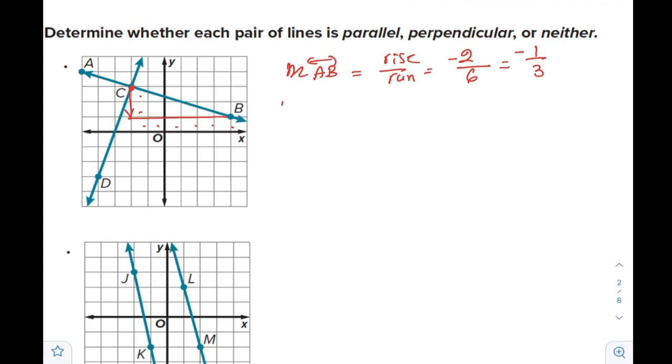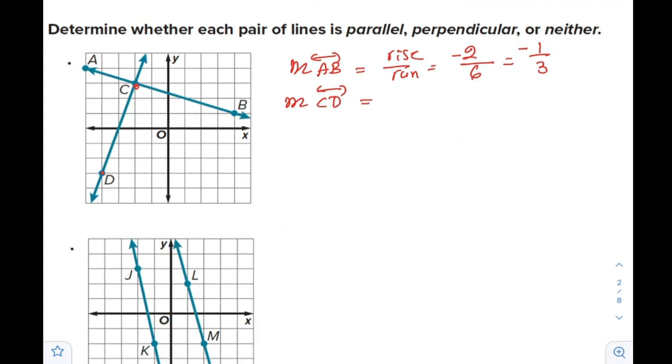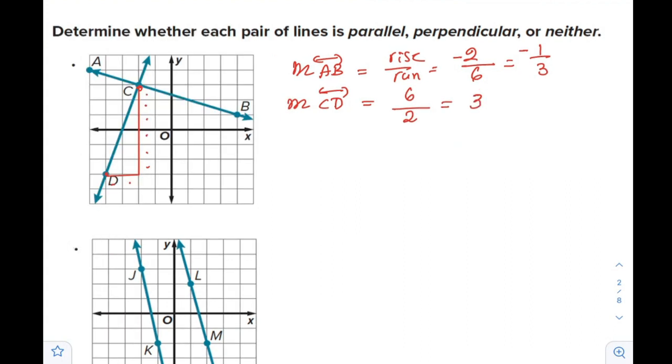The slope of CD. I found AB, it's the same line. For the CD, let's do it here. CD is going from C to D here, or any 2 points on the line, not necessarily C to D. So this has a positive slope, as you see. So we are expecting 1, 2, 3, 4, 5, 6, running 1, 2. So it is 3. You can say going down, going left, negative over negative, positive.